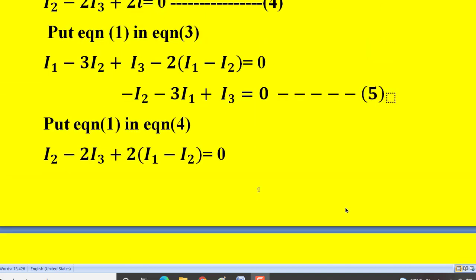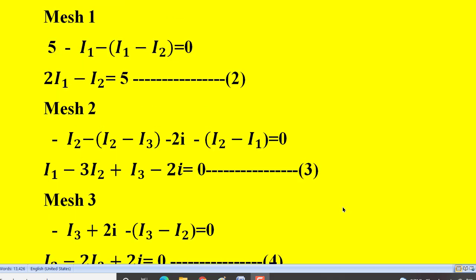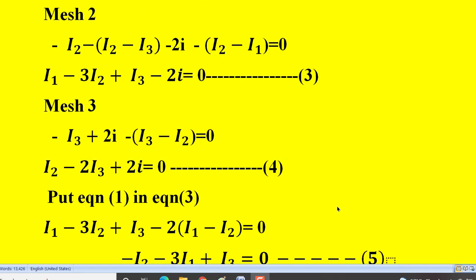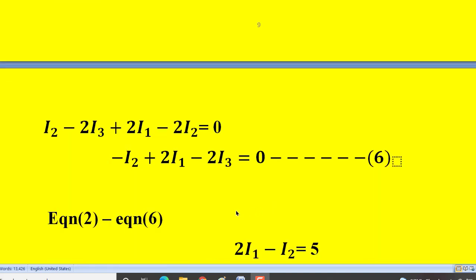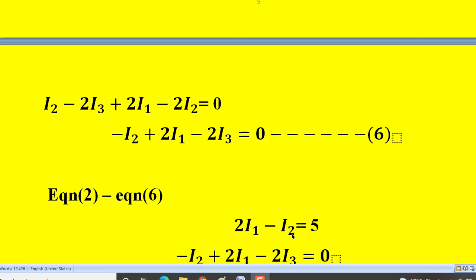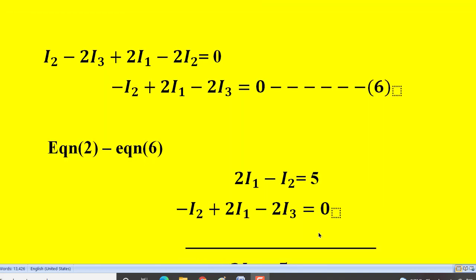So equation 2 minus equation 6. Equation 2 minus equation 6 results in like this. With 2I1 minus I2, the 2I3 is going to get cancelled. So then we get 2I1 minus I2 is equal to 5. So this is equation 2, and equation 6 is minus I2 plus 2I1 minus 2I3. So we have put equation 2 first, next equation 6, and then we subtract this equation from this.